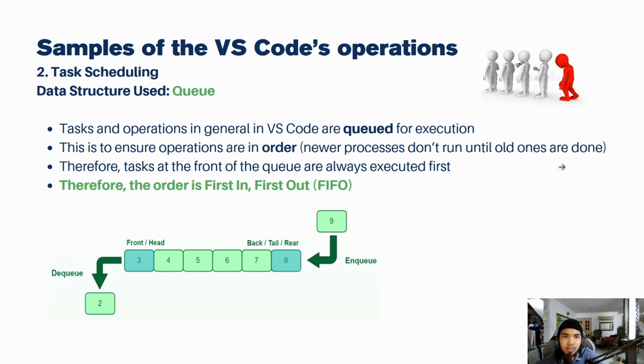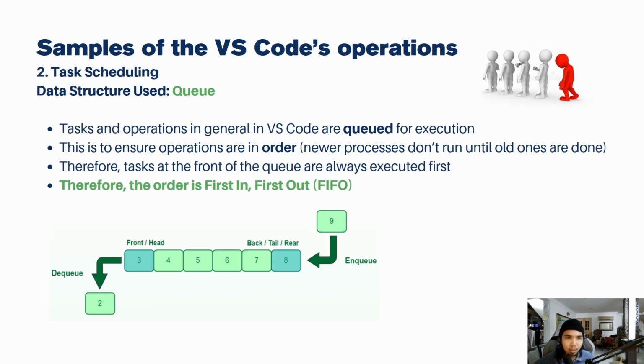Now, the second one is task scheduling. This is another operation, and it's kind of a universal concept for every execution or operation happening inside VS Code. Tasks and operations in general in VS Code are queued for execution. This is to ensure operations are in order, so newer processes don't run until old ones are done.